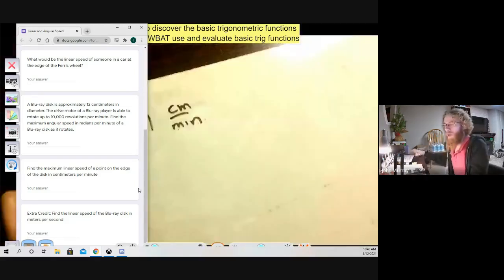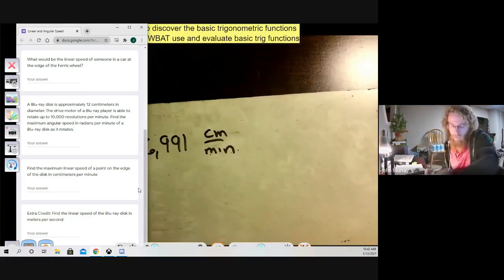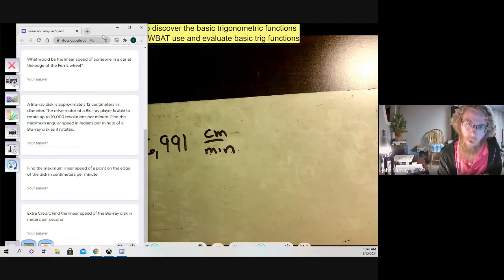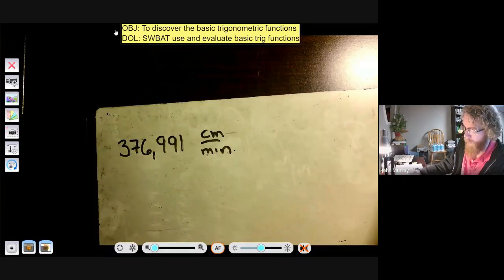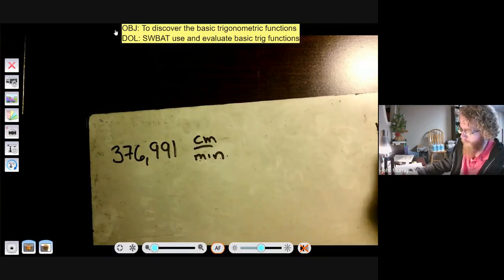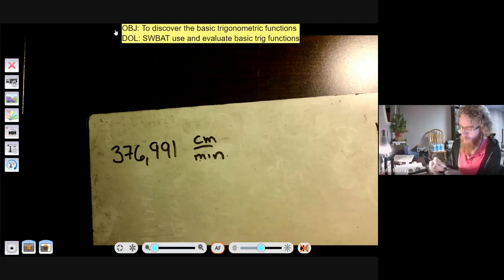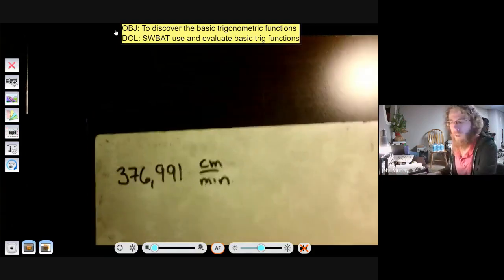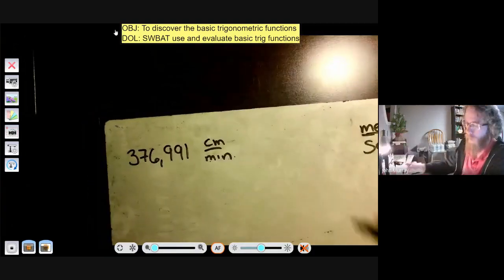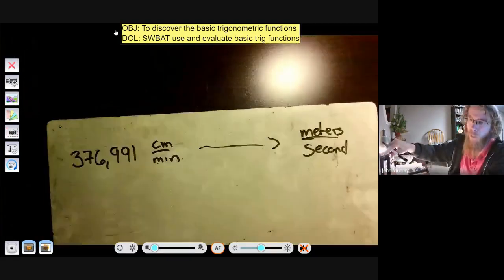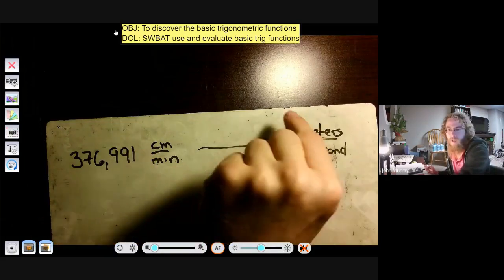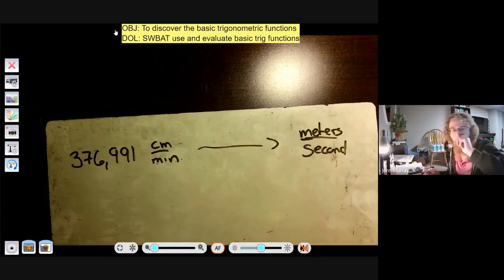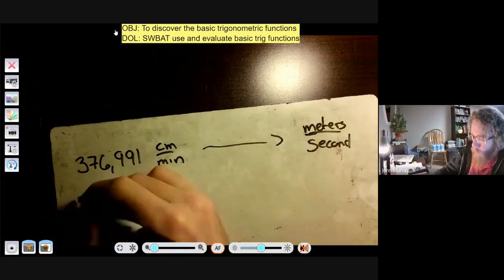Okay, so a quick lesson on unit conversion. I want to know... All right, so we're starting with centimeters per minute, and I want to convert it to meters per second. So the way we do this is we use unit conversion to change the centimeters to meters and minutes to seconds. All right, and we're going to do one at a time.